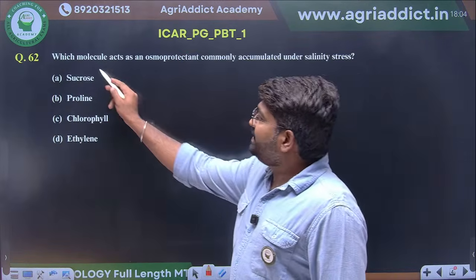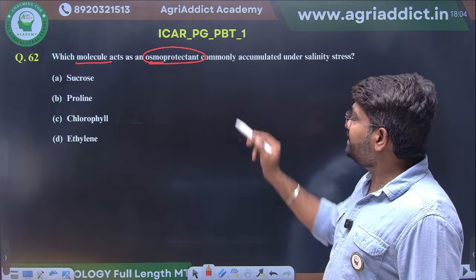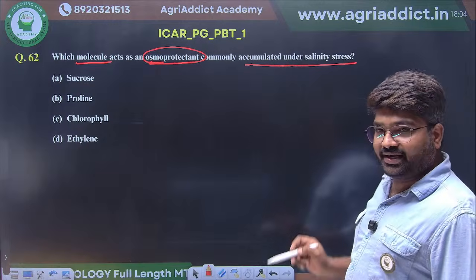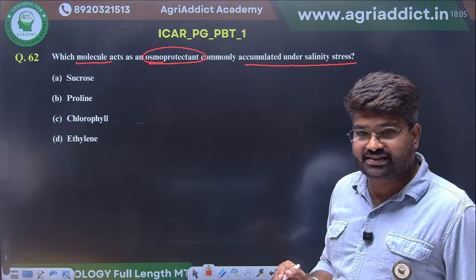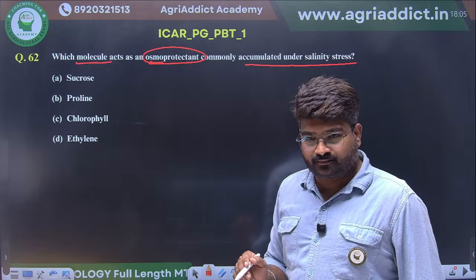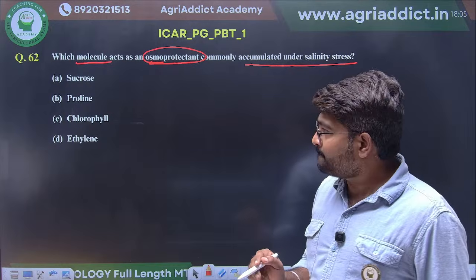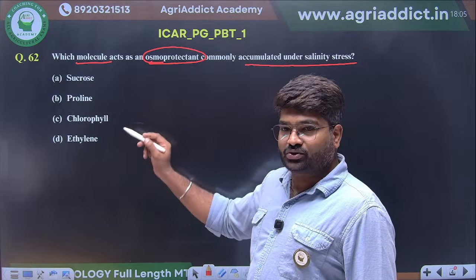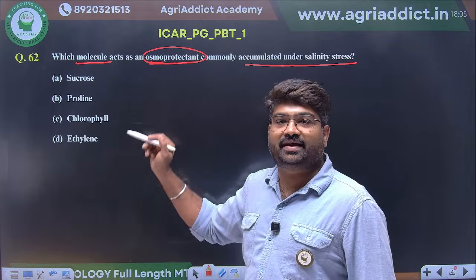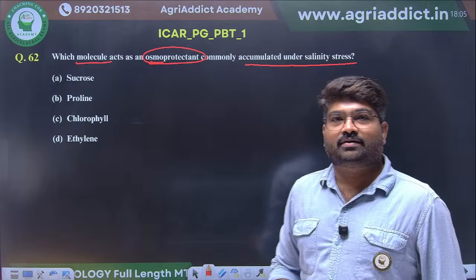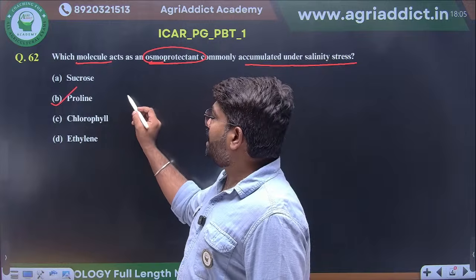Second question. Which molecule acts as an osmoprotectant? Osmoprotectants commonly accumulate under salinity stress. Any guess, students? Option A, sucrose. Option B, proline. Option C, chlorophyll. Option D, ethylene. Which is the correct answer, students? Yes, proline. Proline is an osmoprotectant.